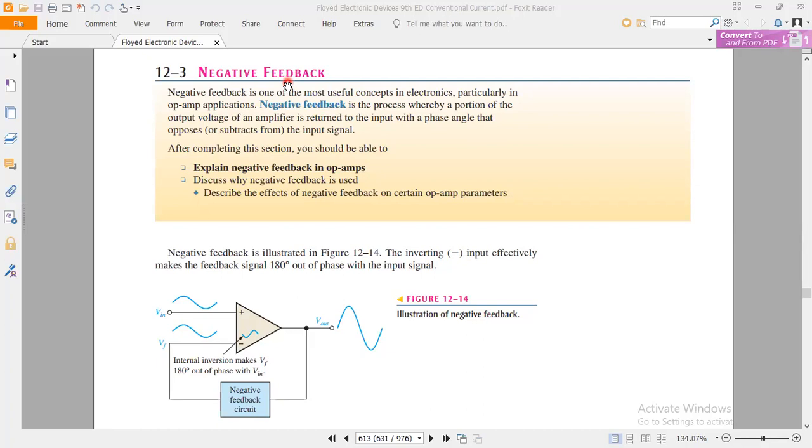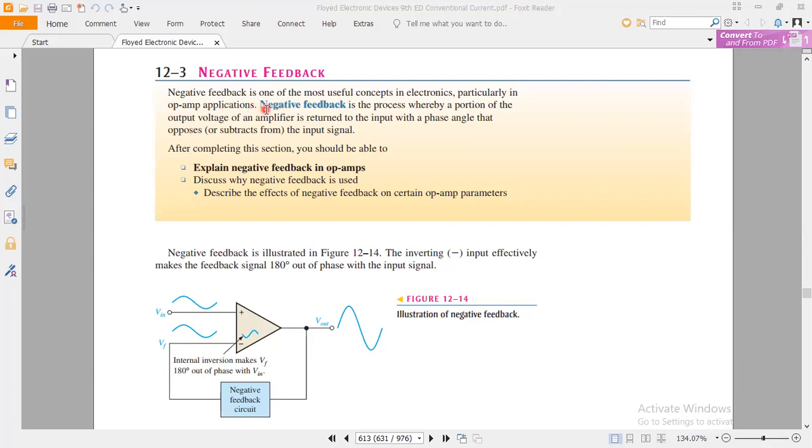That's the main question that we answer in this section 12-3, negative feedback. Hopefully after studying this section, you will be able to understand the concept and answer all the questions that I raised.